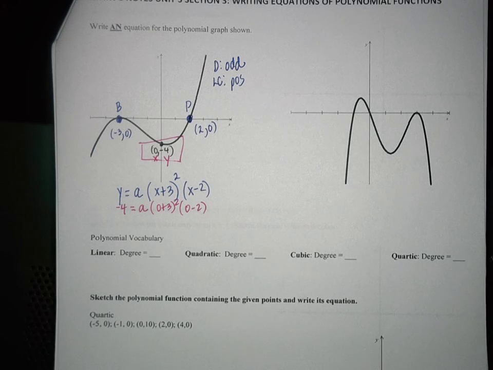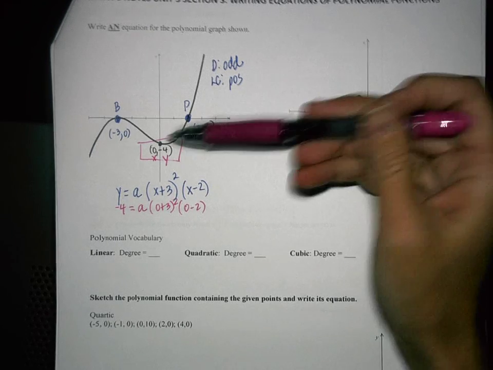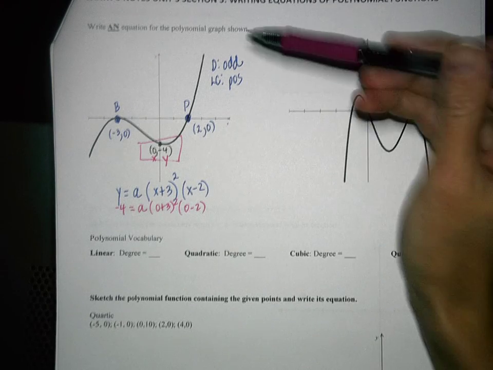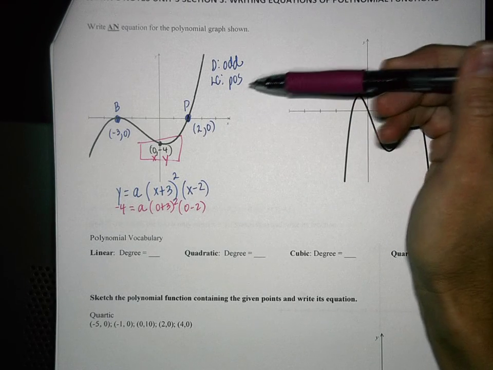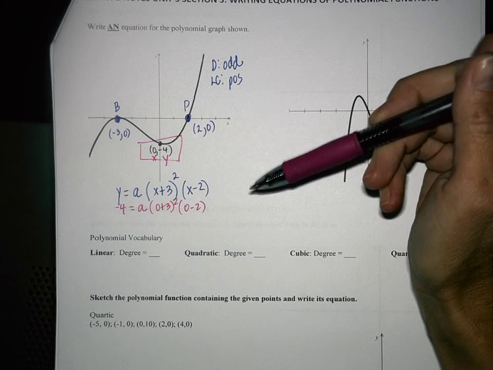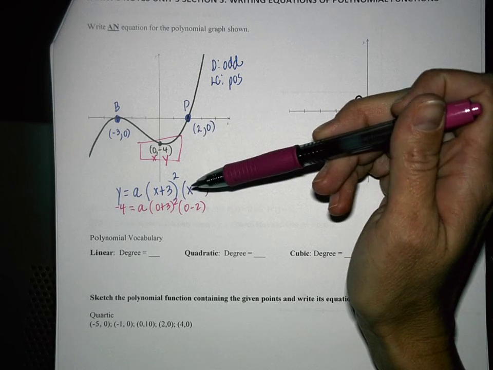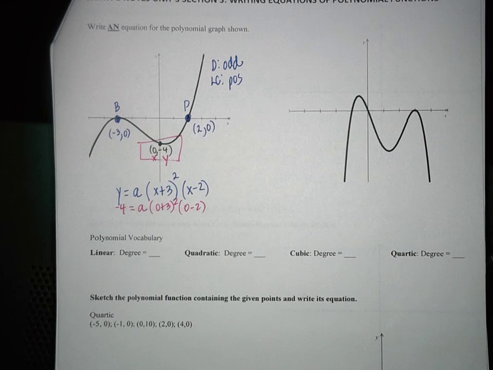Oh yeah, they'll tell you the y-intercept here. And if they don't tell you for some reason, you know your leading coefficient has to be positive, so you could give it any positive value. But I want us to actually see how to figure out the exact a value, and that's why I gave you a value there.